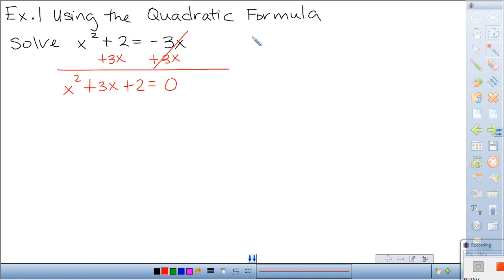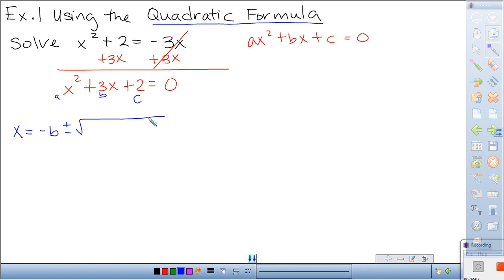Now remember your form, ax squared plus bx plus c equals 0. So the coefficient of my x squared term is my a, the coefficient of the x term is my b, and the constant is my c. And then if we're going to solve, sure, you could try to factor, but in this lesson we want to use the quadratic formula. The quadratic formula is x equals negative b plus or minus the square root of b squared minus 4ac, all divided by 2a. So all you need to do now is plug in your numbers.